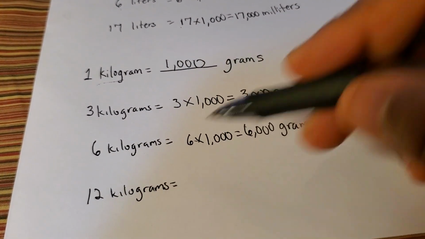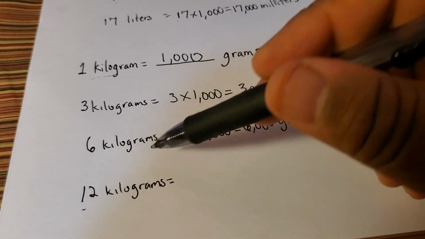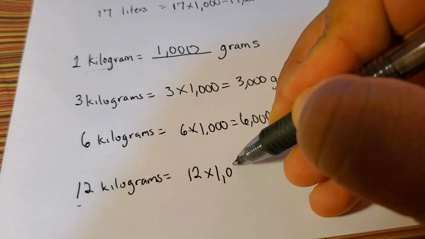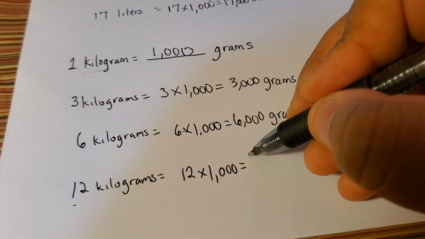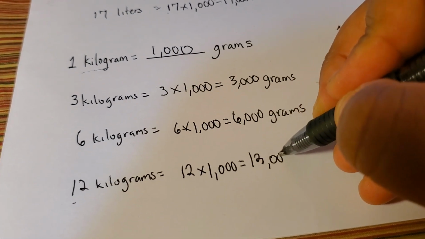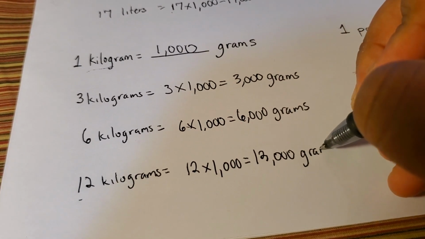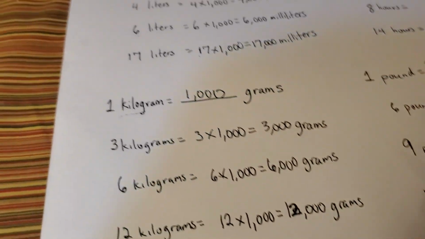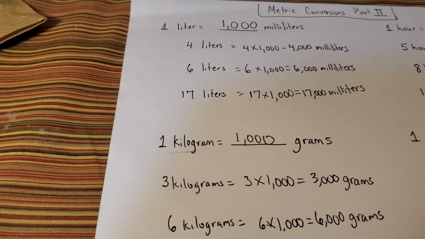And what if it was 12 kilograms? Even though it's a double-digit number, same strategy. I would use the 12 times 1,000, and that would be 12,000 grams. Let me fix that 2 there. So that's the metric system. That works well with the metric system.